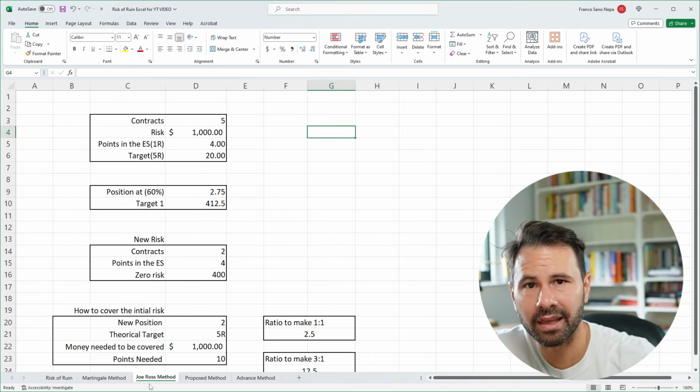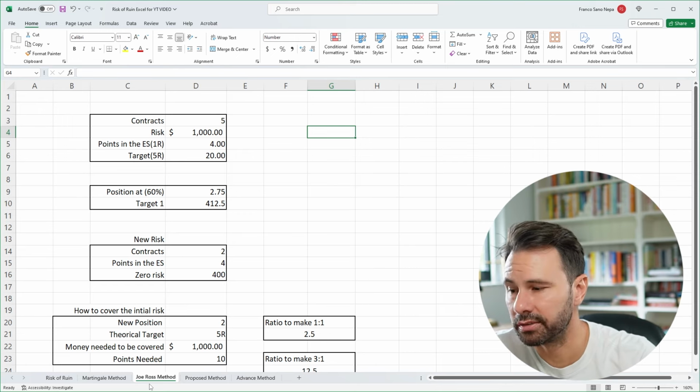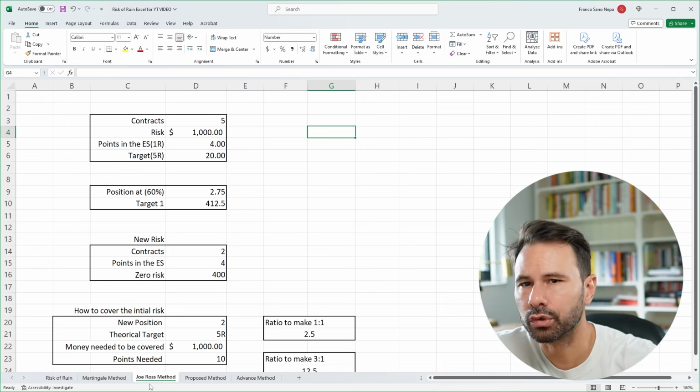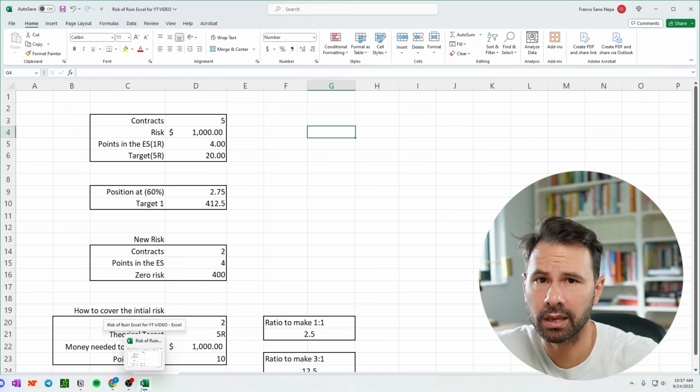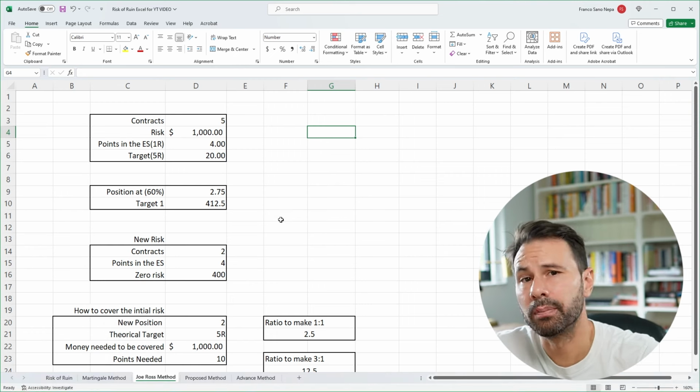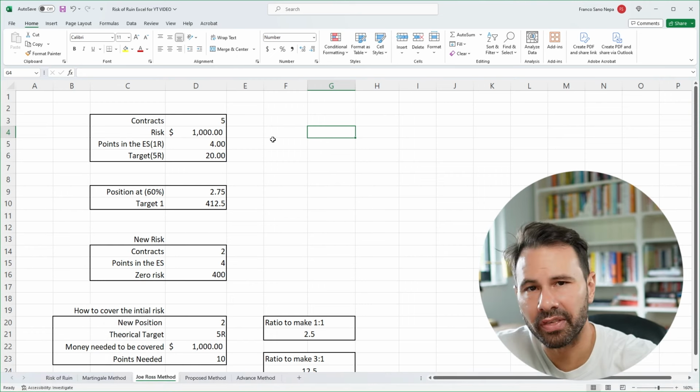The second method that I think guarantees you lose all your money is the Joe Ross method. You can go to his website, tradingeducators.com, and you can judge by yourself if this works. For me, it's a flawed method, but a lot of people are using it. I won't use it. This method works like this.